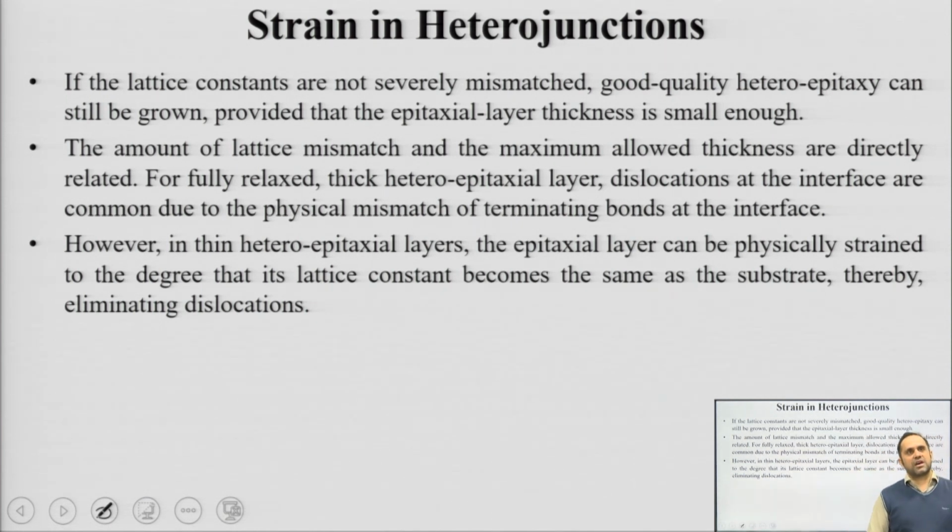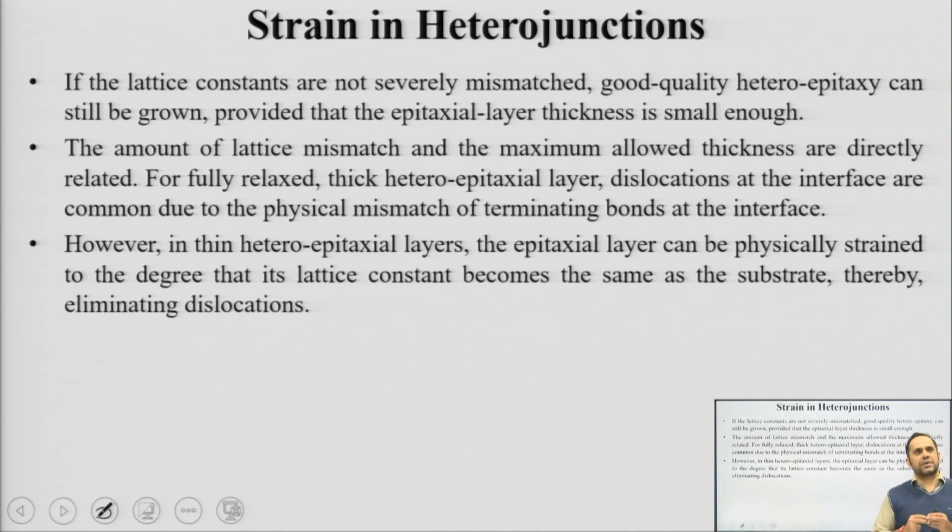If the lattice constants are not severely mismatched, you can produce good quality epitaxial layers. Okay. See, the catch here is that the film which you are depositing on a substrate should be of an optimum lattice structure in such a way that the strain inside the film does not cause a lot of defects. Okay. So, the amount of lattice mismatch and the maximum allowed thickness are actually related. This thickness is also known as critical thickness. How much lattice mismatch you can accommodate on a substrate, plus how thick the layer can be grown. These two parameters are going to decide the quality of the epitaxial material.